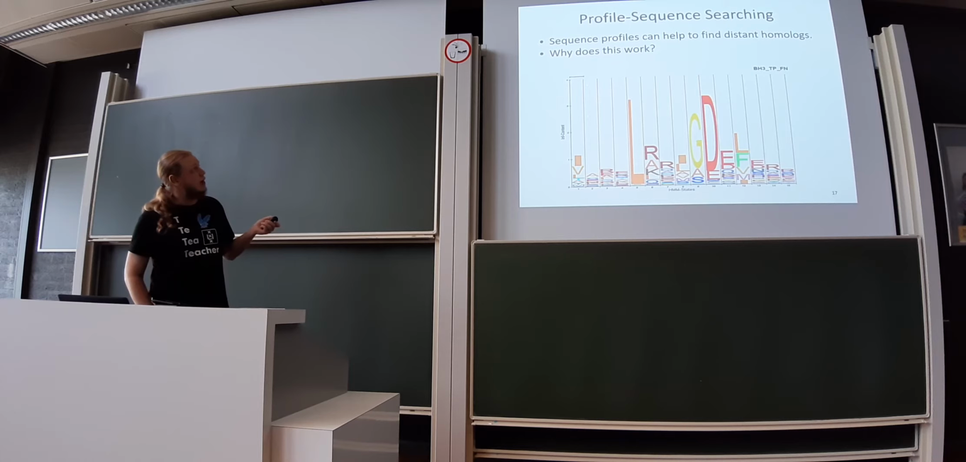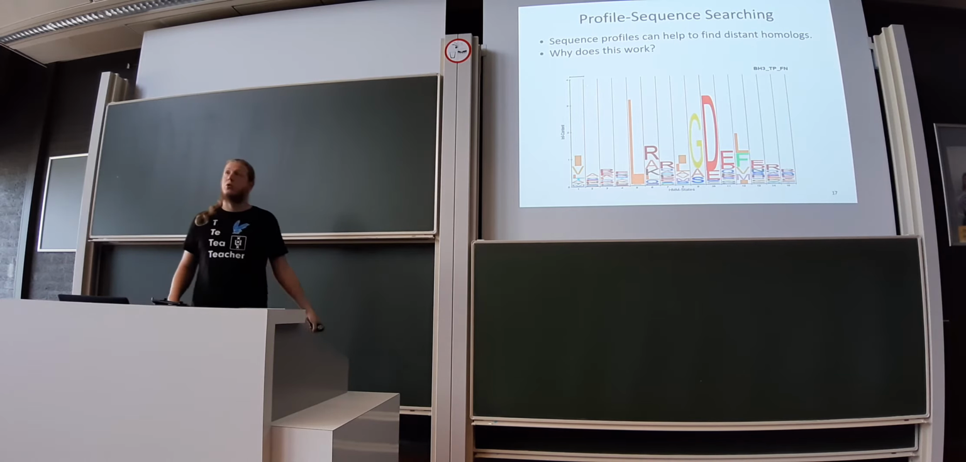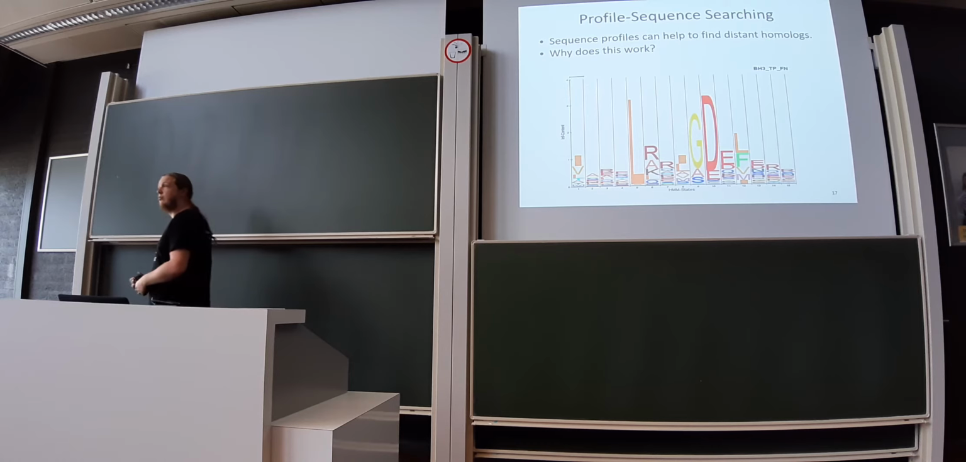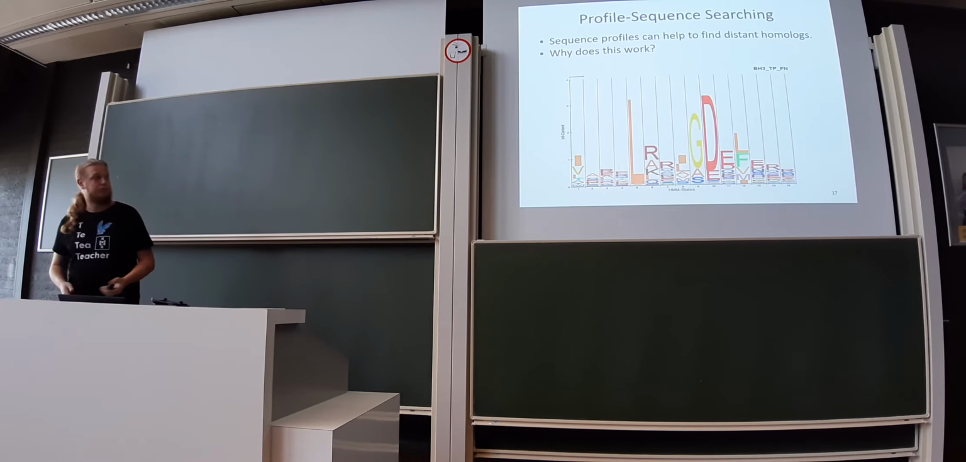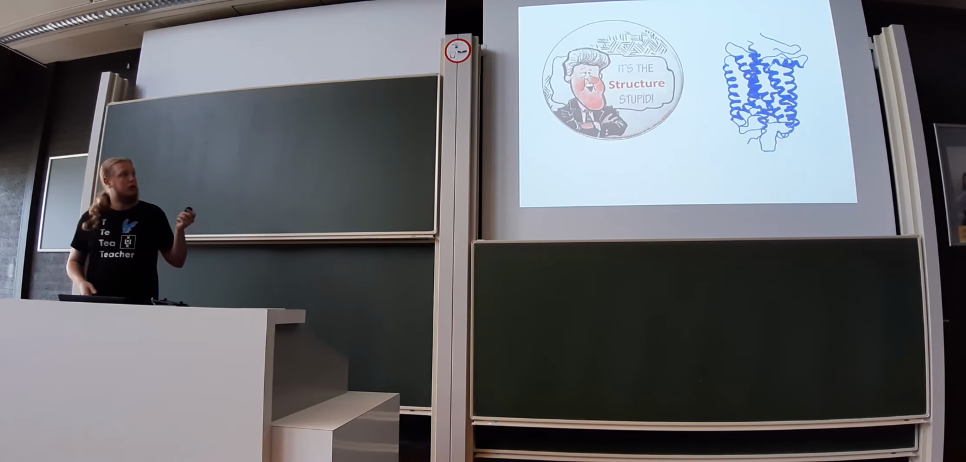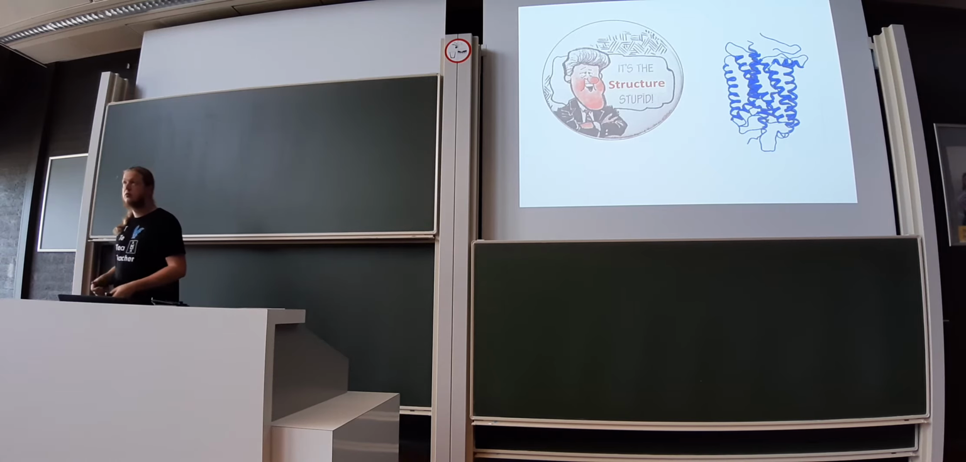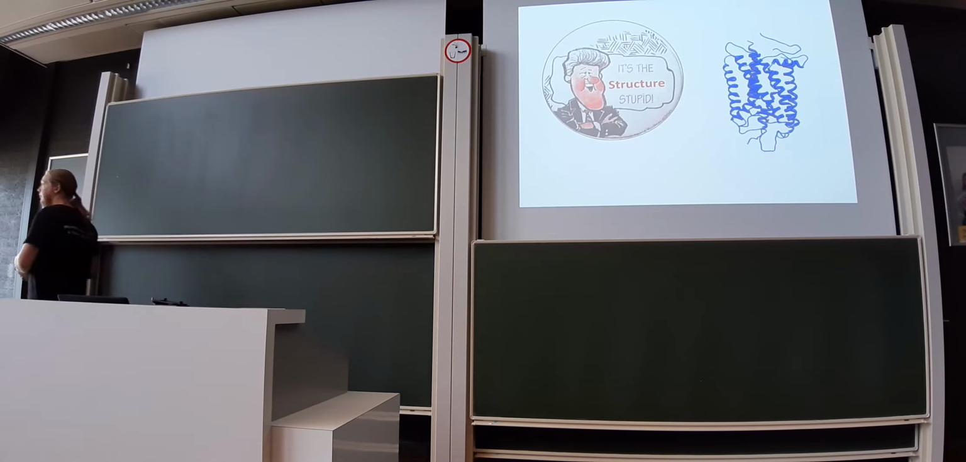Okay, so why does profile sequence searching work? They help us to find more distant homologs because they take into account the entropy or the conservation of specific residues in specific positions. What do these represent? It's a famous phrase from the Bill Clinton era of American politics. It used to say, it's the economy, stupid. But these profiles represent structure. And that is what we will be talking about the remainder of this lecture.